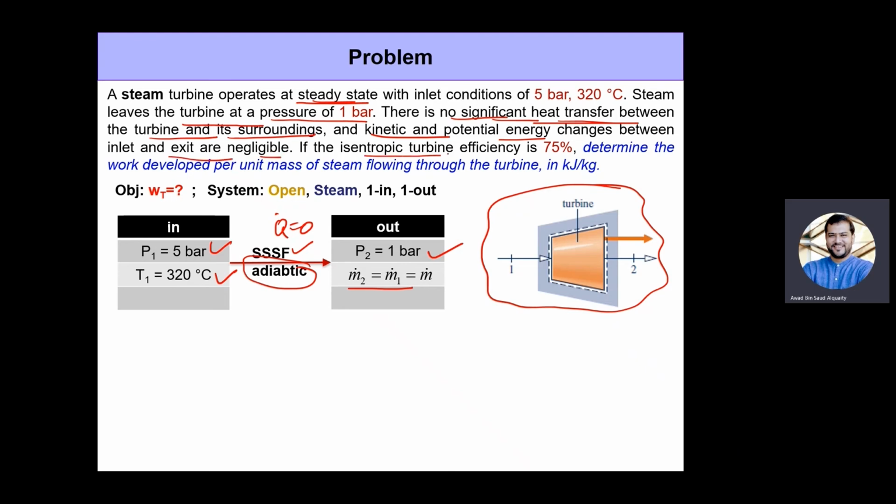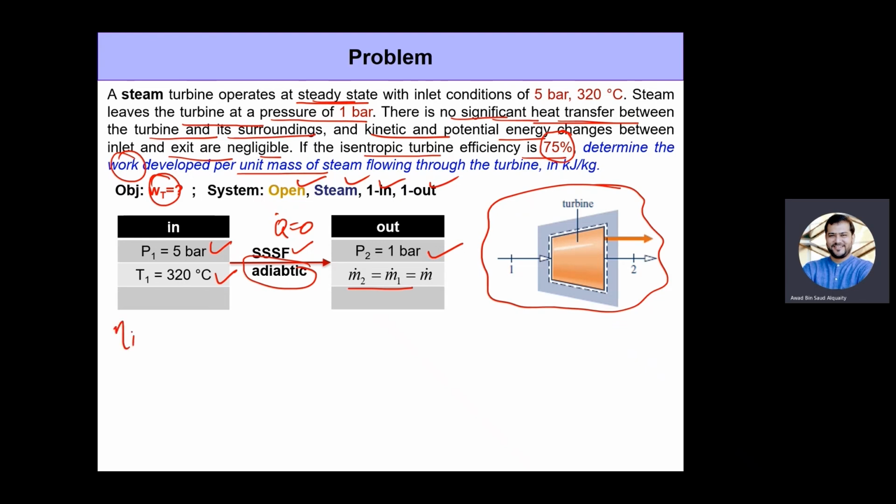Now, here it says that the isentropic efficiency is 75%. If the isentropic efficiency of the turbine is 75%, we need to calculate the work developed per unit mass of the steam flowing through the turbine. So we need to calculate the specific work output of the turbine. We're dealing with an open system, one in, one out, and it's steam.